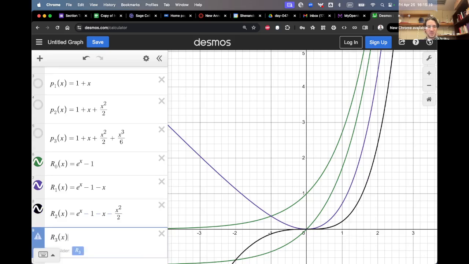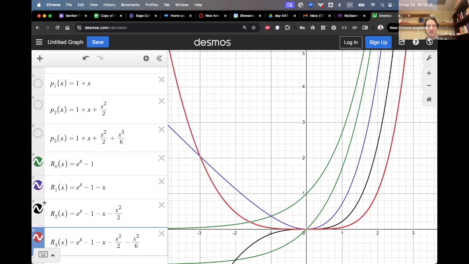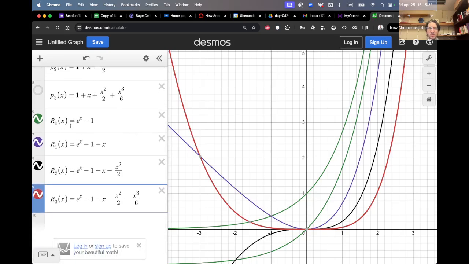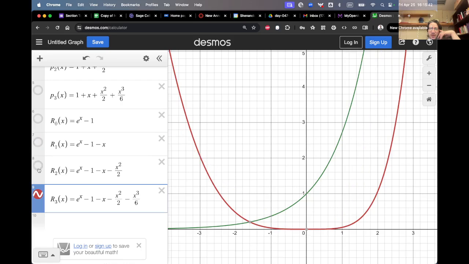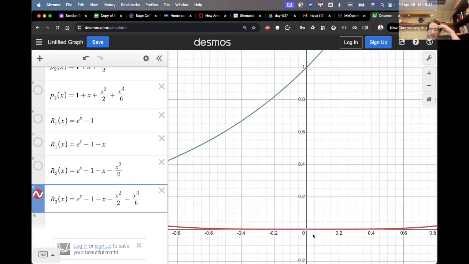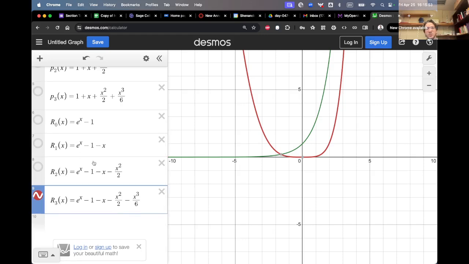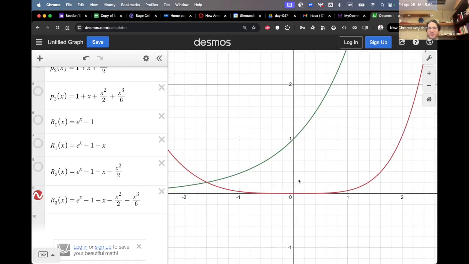And the remainder R3 is e to the x minus 1 minus x squared over 2 minus x cubed over 6. And you can kind of see that as we look at higher order Taylor polynomials, the remainders get flatter and flatter near the center of the Taylor series. This third degree remainder is really, really flat at the center x equals 0, which is important once we start talking about convergence and what the Taylor series actually converges to.